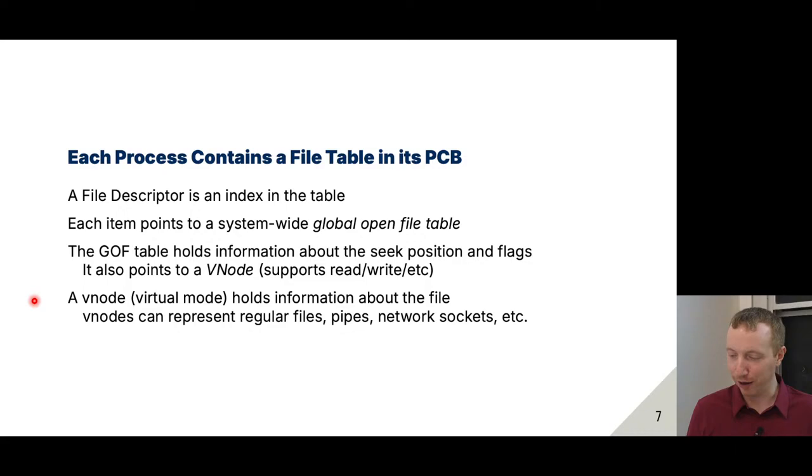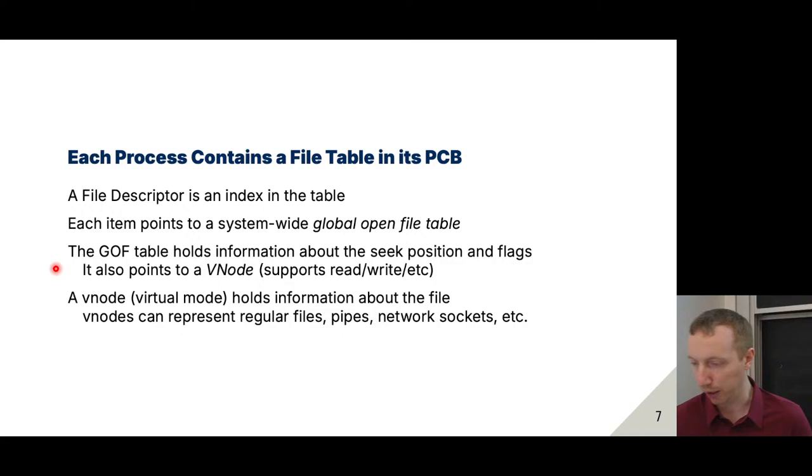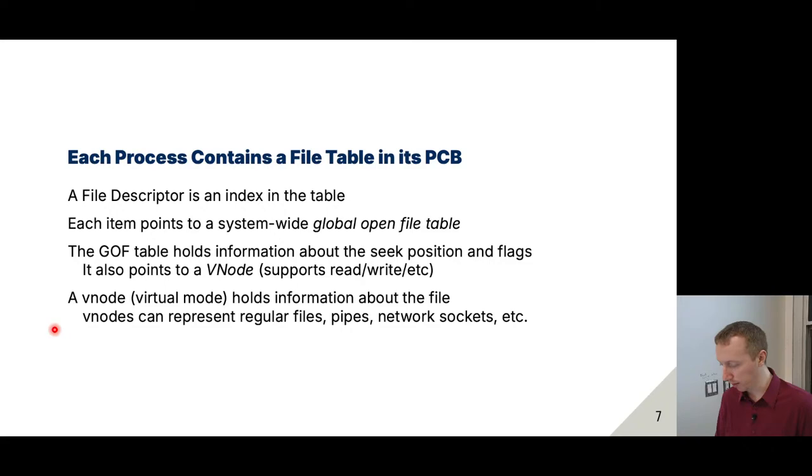It sounds terrible to me, but it basically tells you the current seek position, some flags, and then points to a vnode, which is just anything that supports standard reading and writing bytes to it. The vnode would hold information about the file. They can represent regular files, pipes, network sockets, directories, all sorts of different things. And towards the end of this lecture, like I said, we'll get into how to actually store the contents of a regular file. But now we have to remember what happens during a fork.